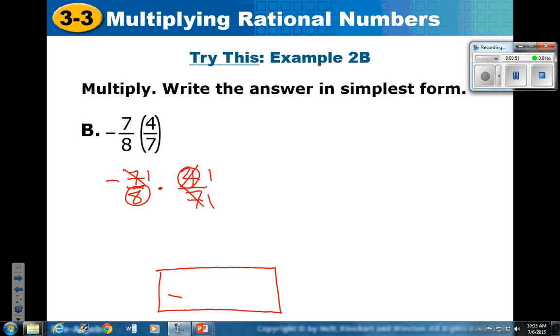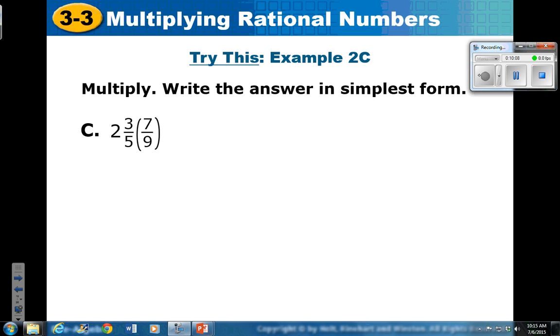4 divided by 4 is 1. 8 divided by 4 is 2. Then we do 1 times 1 is 1, over 2 times 1 is 2, and our answer is negative 1/2. Let's recognize this mixed number needs to be changed to an improper fraction. 2 times 5 is 10, plus 3 is 13 over 5, times 7 over 9.